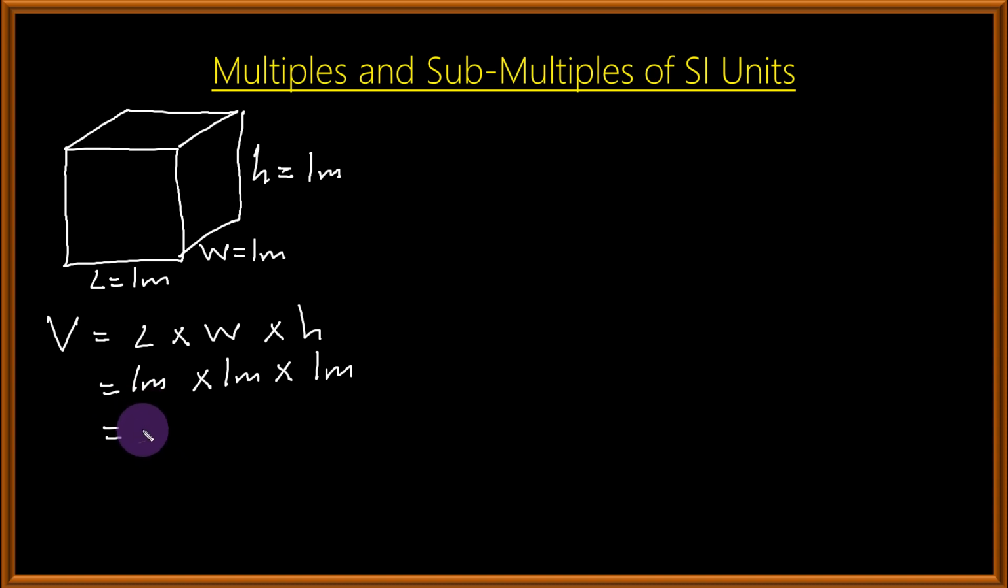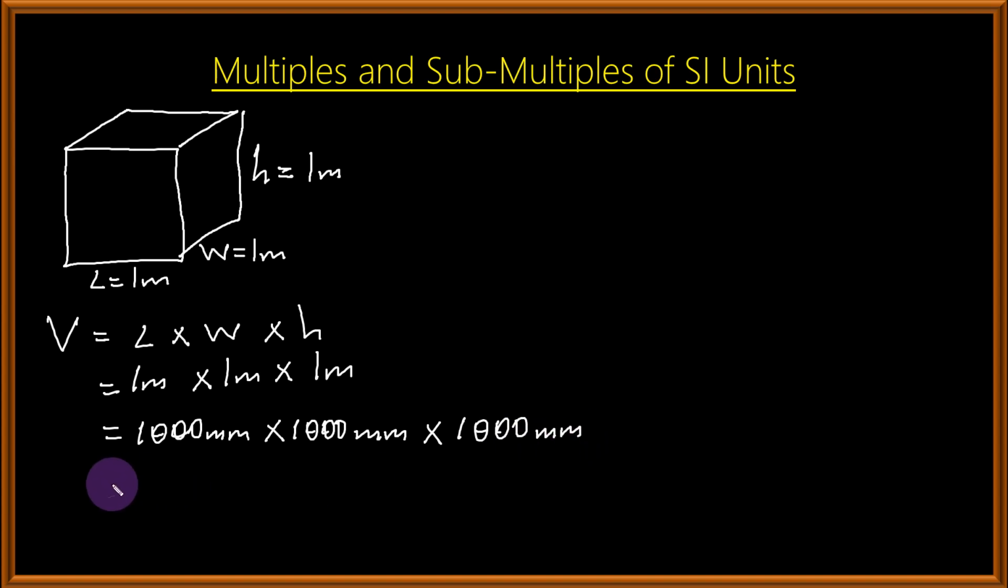Now 1 meter in millimeters is 1000 millimeters. The other 1 meter is 1000 millimeters. And this 1 meter is another 1000 millimeters. And this will be equal to 1 billion millimeters cubed.